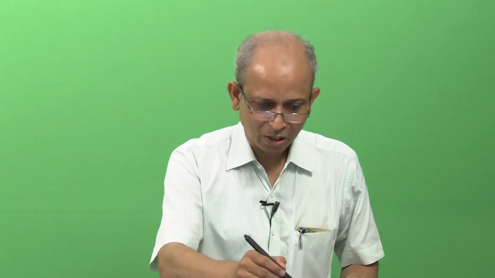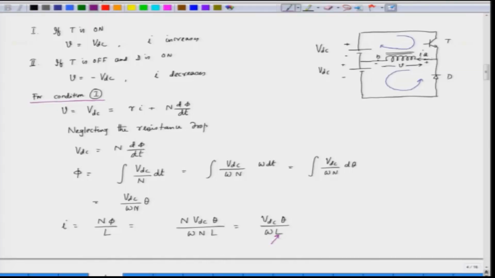So, we see that the current in the stator phase winding of a switched reluctance motor is proportional to θ, the rotor angle, and is inversely proportional to the inductance L here. And by properly controlling the applied voltage VDC, we can increase or decrease the current, and that will basically help us control the torque. So, we stop here for today's lecture. We will continue our discussion on switched reluctance motor in the next lecture.